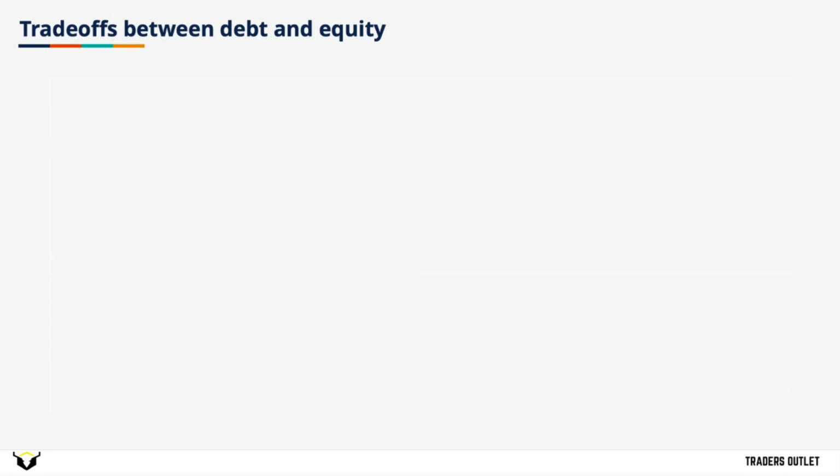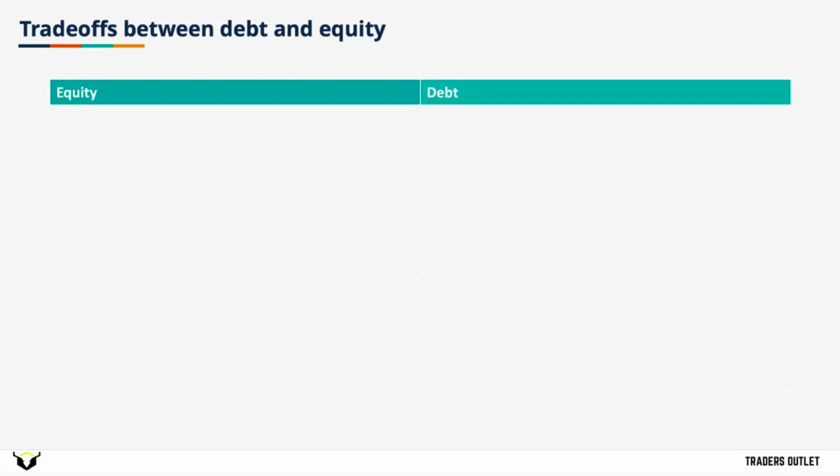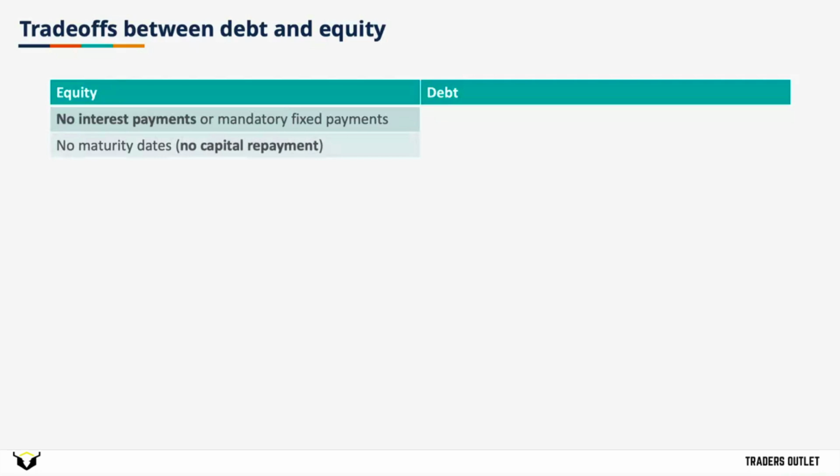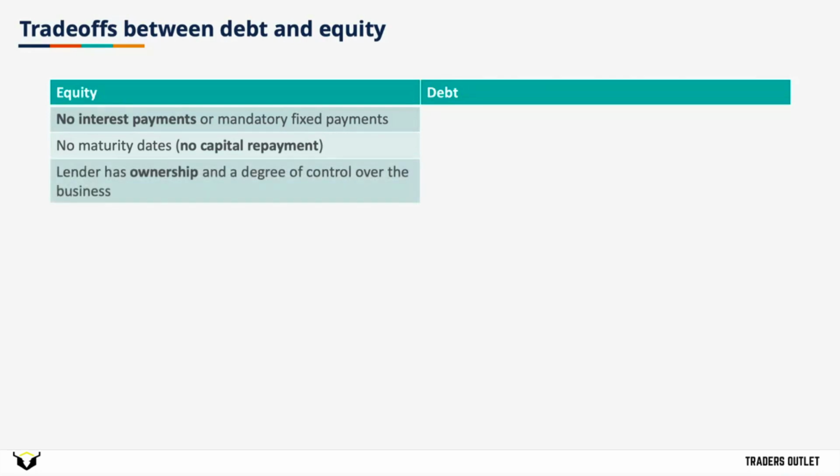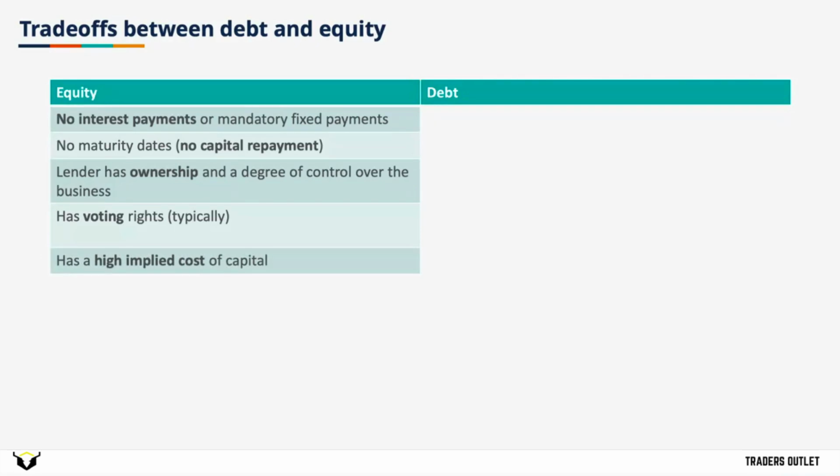Let's look at the pros and cons of issuing equity and using equity capital, and then let's look at the pros and cons of issuing debt and using debt capital. When it comes to equity, one of the main benefits is that there's no interest payments or mandatory fixed payments that are required, so it saves cash flow for the business. There's also no maturity date or ultimate return of capital unless the entire company is sold or liquidated. It comes with ownership rights and control over the business. Typically, this is expressed through voting rights. It also has a high implied cost of capital. So yes, there's ownership, but it is more expensive.